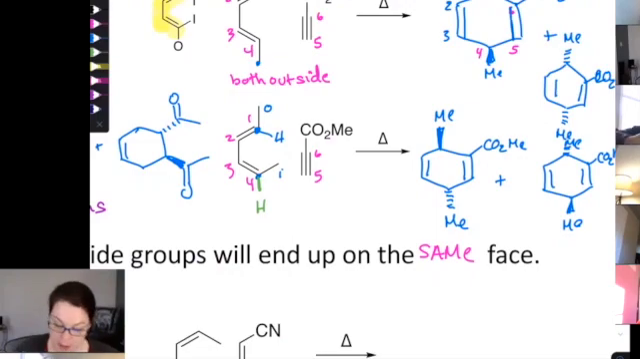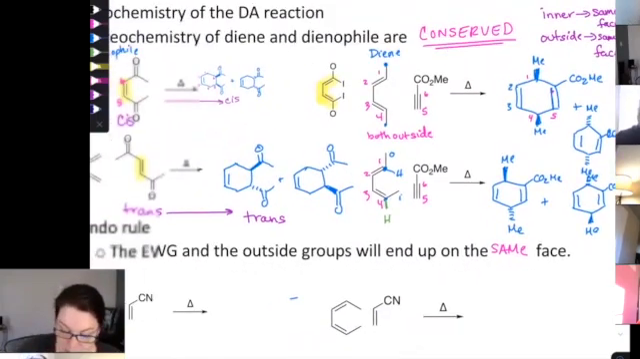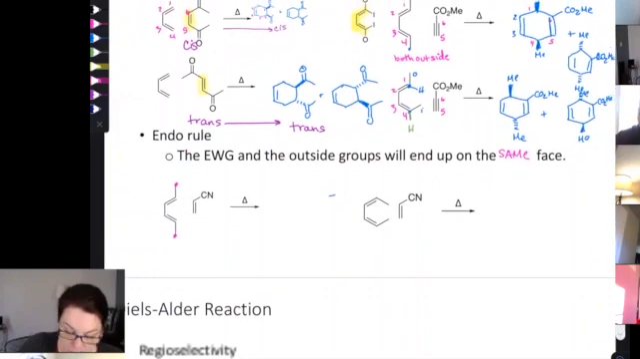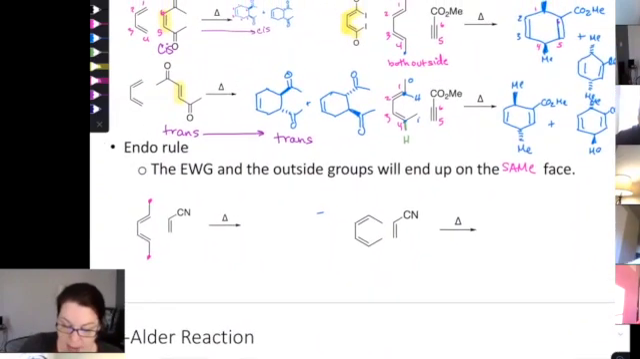So far, nope. Okay. So now this is the second rule. And the second rule is called the endo rule. And it really comes from how these two groups come together, which we'll talk about in a second. But this is the rule. It says that the electron withdrawing group and the outside groups will end up on the same face. Okay. So the electron withdrawing groups and the outside groups are going to end up on the same face.